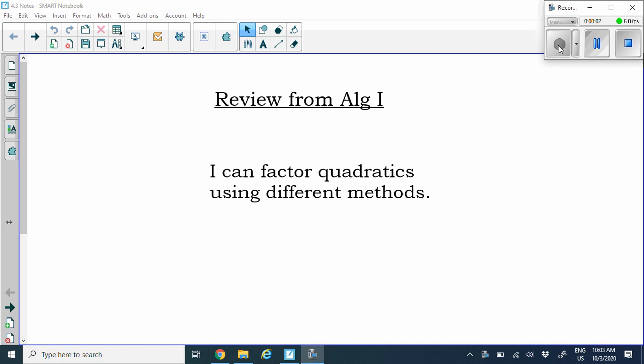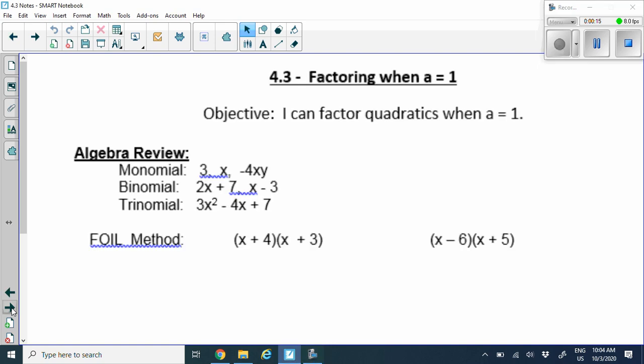Hey guys, so here are the notes for section 4.3. We are going to factor quadratics. Now we're going to do this when a equals 1. So this is going to be a review of Algebra 1, or stuff that you saw in Algebra 1. Let's go back to some algebra review, definitely with these vocabulary words.